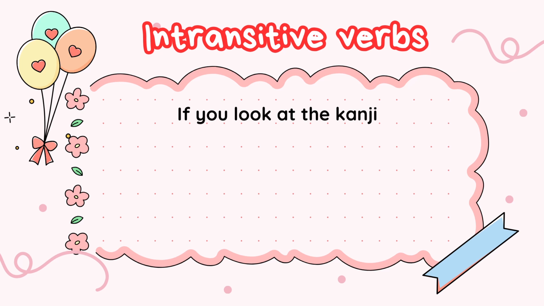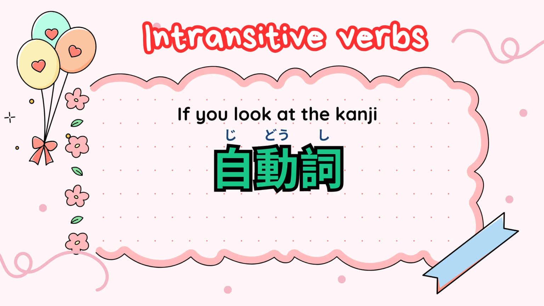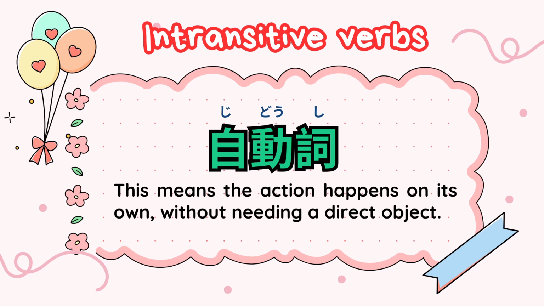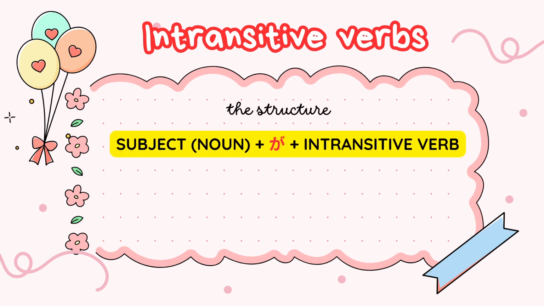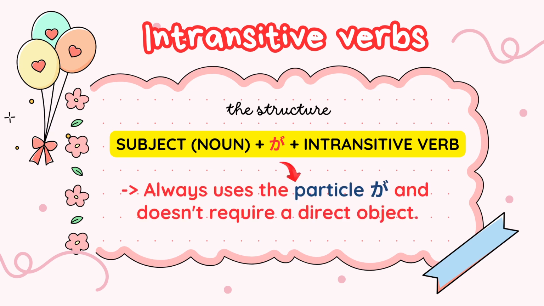If you look at the kanji, jidoshi, it literally means self verb. This means the action happens on its own without needing a direct object. The basic structure is subject, noun, plus the particle ga, plus intransitive verb. As you can see, it always uses the particle ga and doesn't require a direct object.